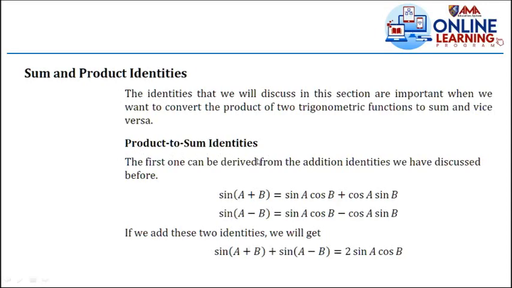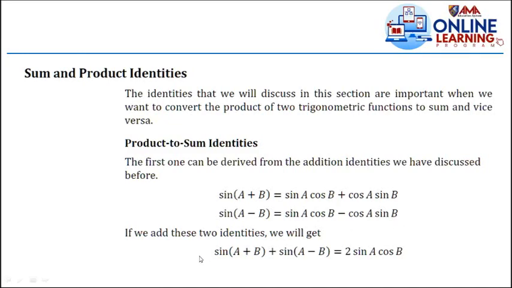So, product to sum identities. The first one can be derived from the addition identities we have discussed before. Last week, in Analytic Trigonometry Part 2, sine of A plus B is equal to sine A cosine B plus cosine A sine B. Sine A minus B is equal to sine A cosine B minus cosine A sine B.